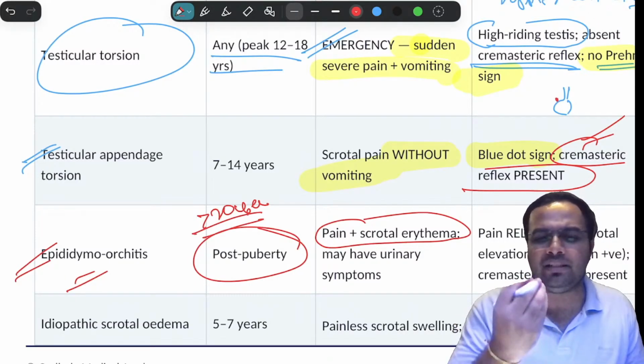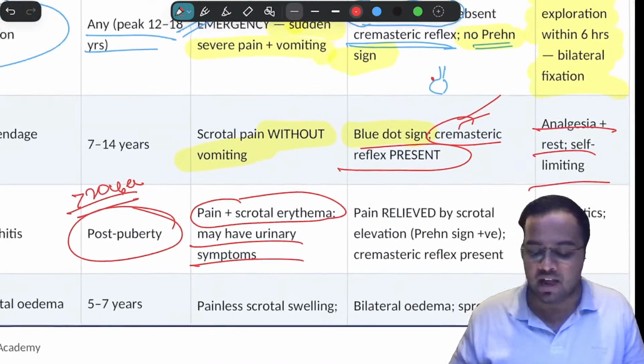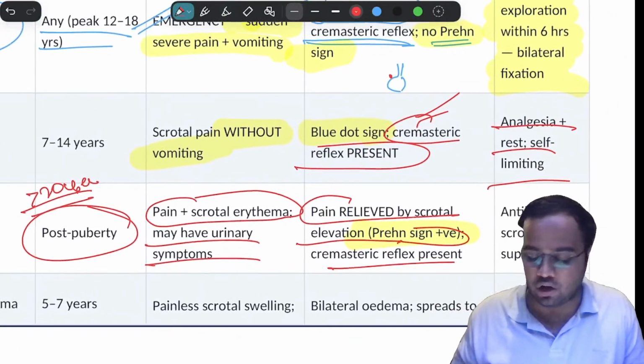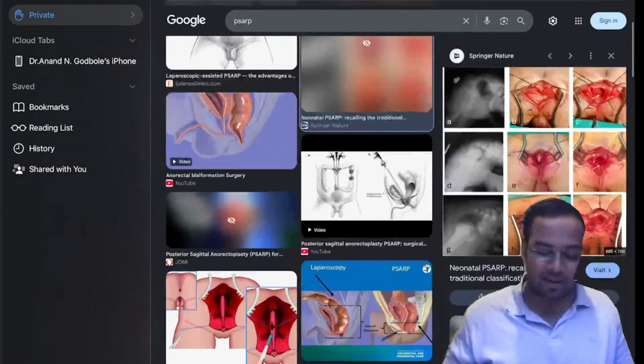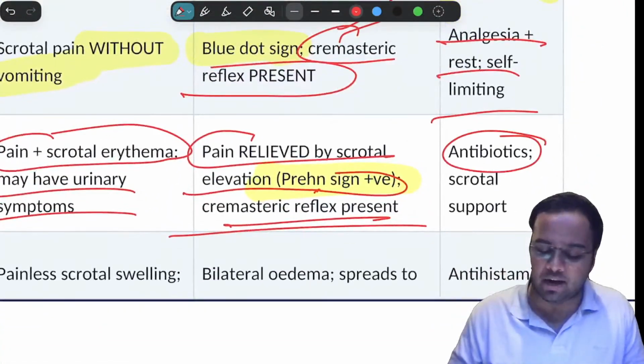So there might be some amount of hydrocele also present in the patient, and the patient might have urinary symptoms, and pain is relieved by scrotal elevation, which is the Prehn sign. So Prehn sign is very much important, and cremasteric reflex is always present. And here you are going to go for antibiotics with scrotal support.